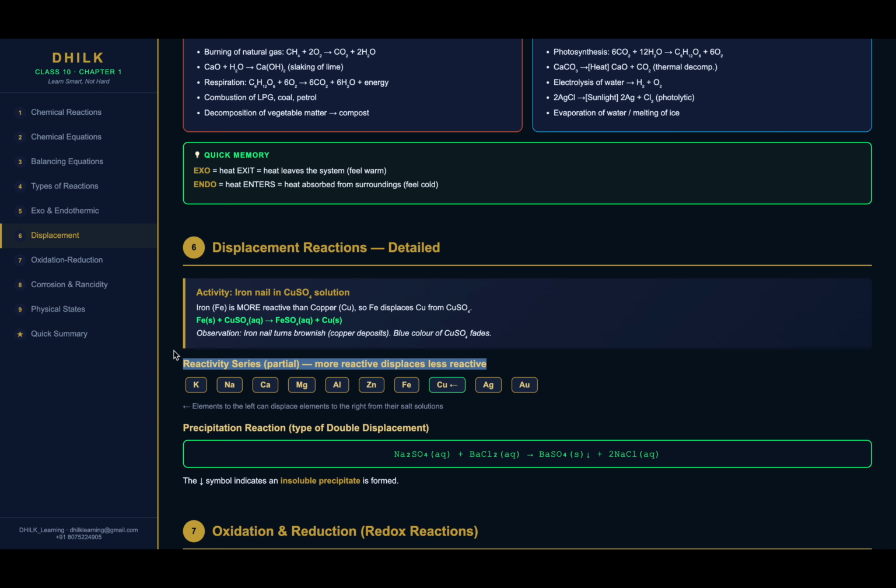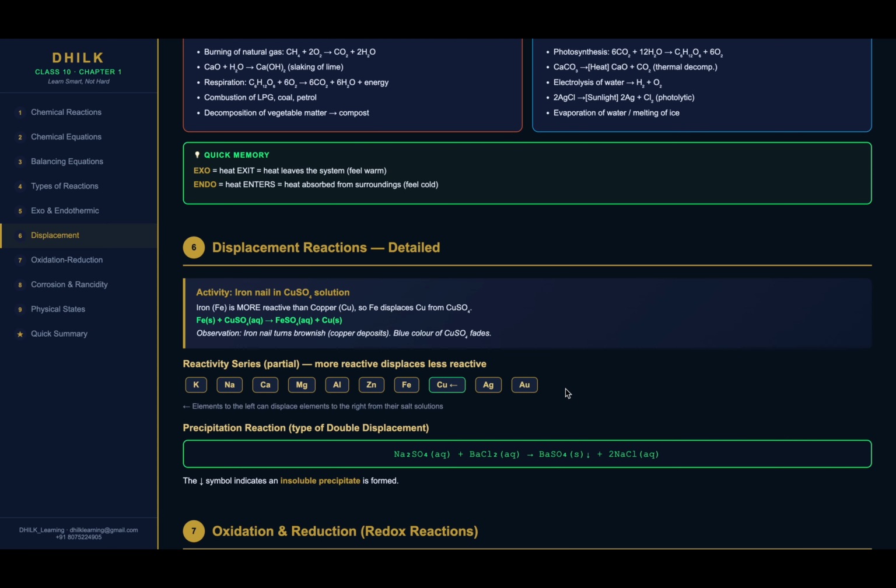So that is the reactivity series. It's very important because you have to learn this pattern: potassium, sodium, calcium, magnesium, aluminium, zinc, iron, copper, silver, gold. These are the important metals that you need to know for your exams. So don't skip these elements, don't skip this part. Okay, that's about the reactivity series of displacement reactions.